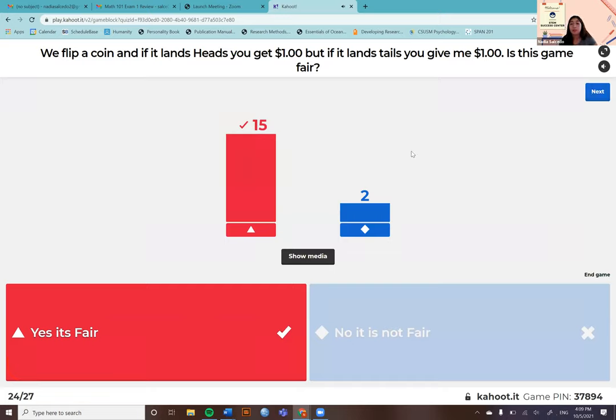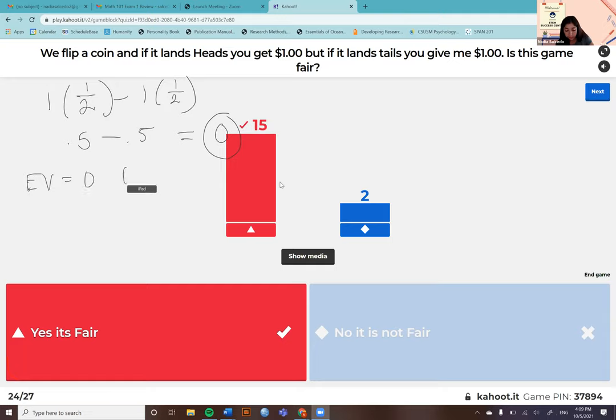So yes, it's fair. And the reason that it's fair, based off the last problem, is 1 times 1/2 minus 1 times 1/2, which is 0.5 minus 0.5 and gives us 0, just like we did in the last problem. Anytime that you see the expected value is 0, it's always gonna be fair. So note that whenever it's 0, it's fair. A game is fair only when the expected value is 0. So when EV equals 0, it's fair.